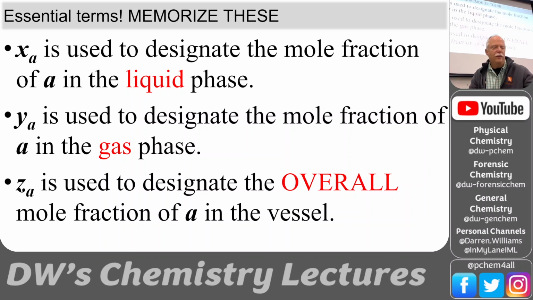Like in this room, I've got water in this can, and I've got water in the gas phase in this room. I could take the number of moles of water in the whole room and divide by the total number of moles of everything in the room, and that would be Z. If I took the moles of water vapor divided by the moles of vapor, that would be Y. And if I took the moles of water liquid and divided by the total moles in the liquid state, that would be X. So just keeping that straight is important.